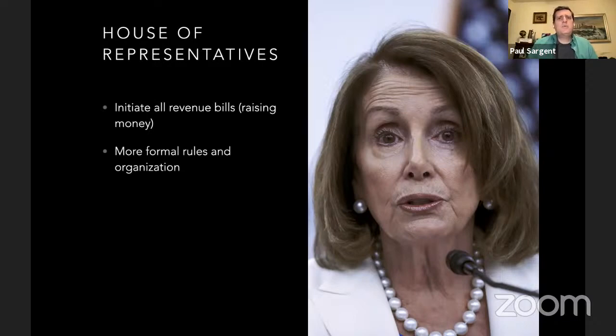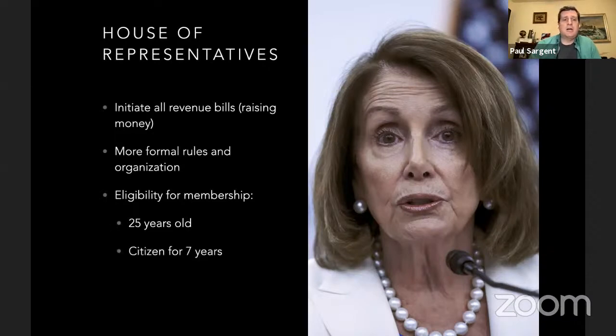The House of Representatives does have more formal rules and organization. There are a lot of reasons for this. I like to break it down to the very simple one that you're dealing with 435 people rather than 100 people in the Senate. So with almost 4.5 times as many people in the House of Representatives, they need to have more formal rules about how to go through debate and discussion and all of those sorts of things. There are certain constitutional eligibility requirements for membership in Congress. A person to be elected has to be at least 25 years old, has to have been a citizen for 7 years, and has to be a resident of the state that's represented.